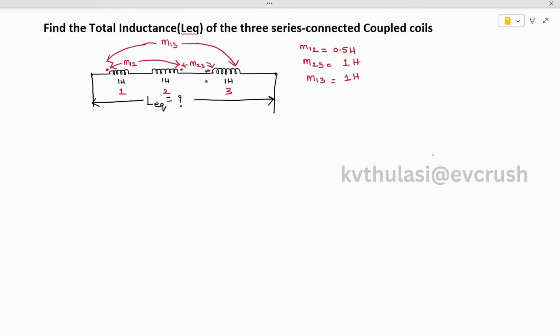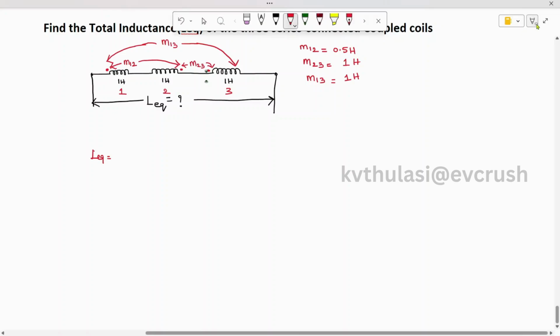Let's write down the direct formula for L equivalent. Let's write for the first coil. The first coil self-inductance is 1 Henry, so write 1 plus. There is a mutual inductance between the first coil and the second coil, but here current is entering the dot for the first coil and current is leaving the dot for the second. Then you have to write it as minus M12.